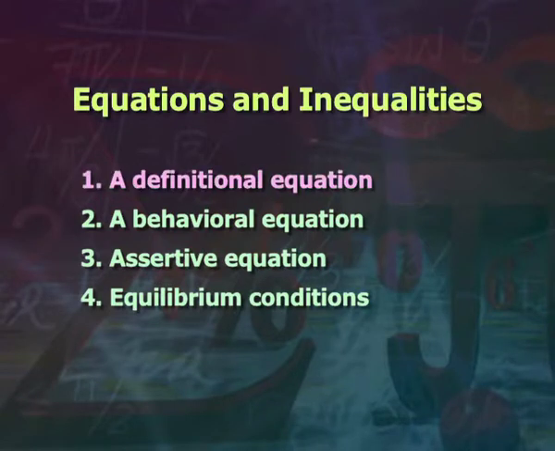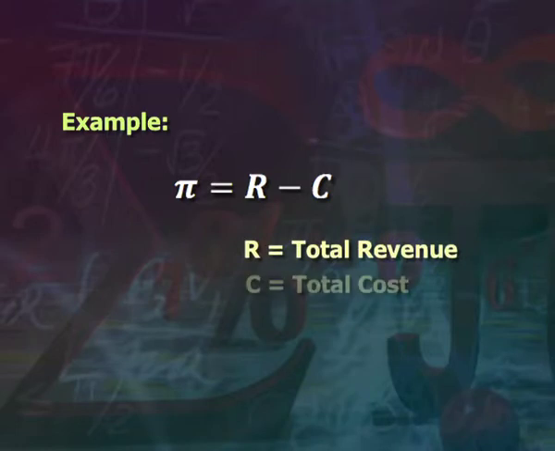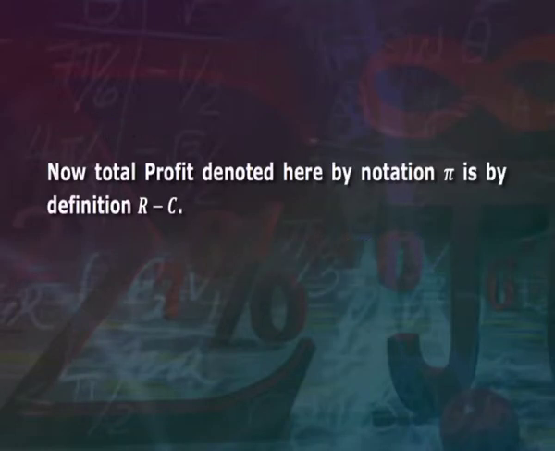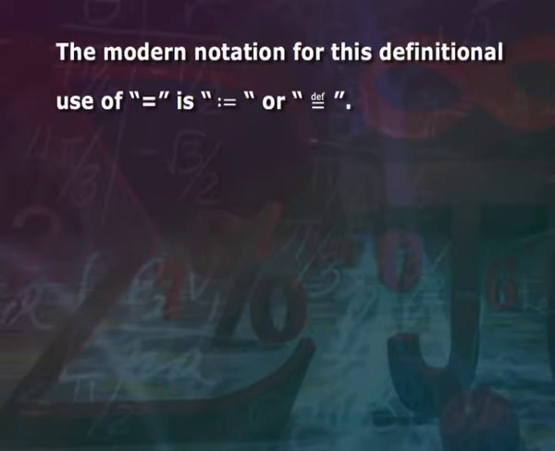1. A definitional equation. Example: pi is equal to R minus C. Here R is total revenue, C is total cost. Now, total profit, denoted here by the notation pi, is by definition R minus C. Here both the quantities are identically equal and the notation with three bars is also sometimes used. The modern notation for this definitional use of equality is colon equal or def equal.